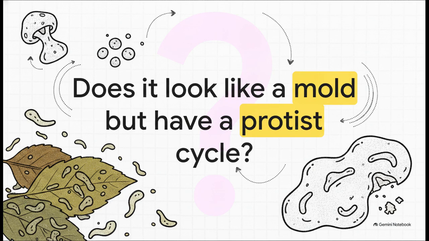Moving to question 2. Does it absorb nutrients and kind of look like a mold, but it has a protist-style life cycle? Like if you find a spore-producing organism, but its feeding stage is literally creeping around like an amoeba on damp leaves, that's a huge giveaway. You've got a fungus-like protist on your hands, like a slime mold, not a true fungus.